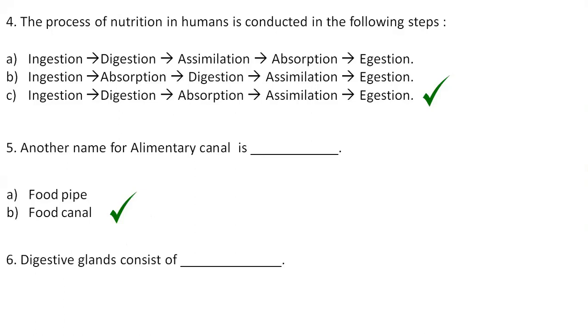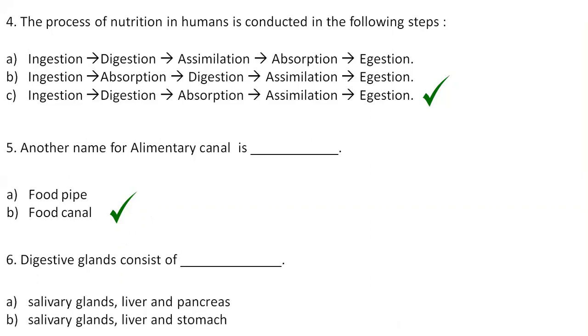Let us move on to the sixth question, and that is digestive glands consist of. Options are option A, salivary glands, liver and pancreas. Option B, salivary glands, liver and stomach. So here, what do you think? What should be the correct answer? Here the correct answer is option A. That is, salivary glands, liver and pancreas are the three digestive glands involved in digestion.